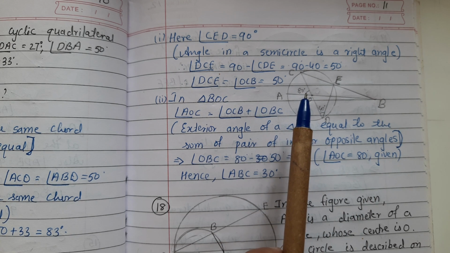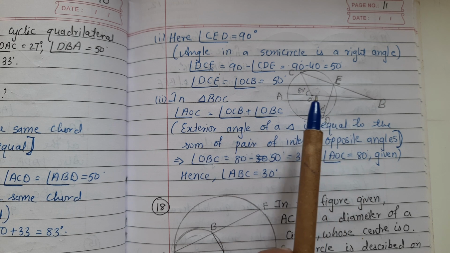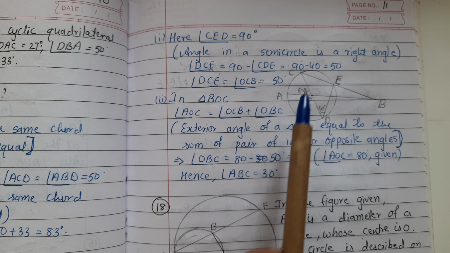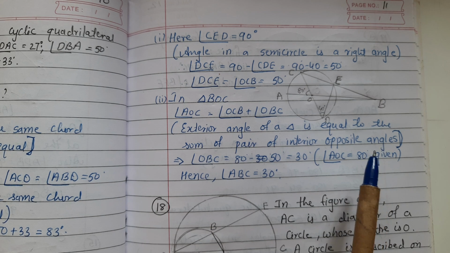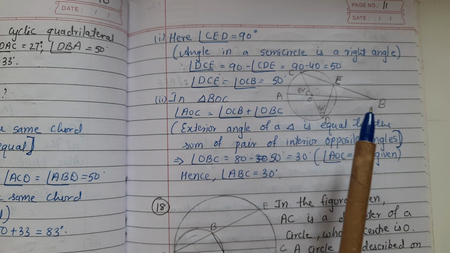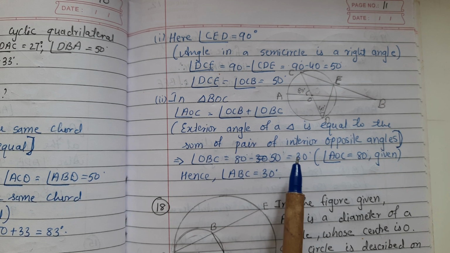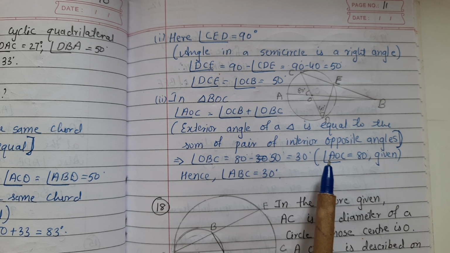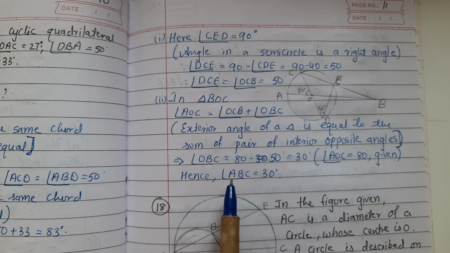Second part, in triangle BOC, exterior angle AOC is equal to angle OCB plus angle OBC. Exterior angle of a triangle is equal to the sum of the pair of interior opposite angles. Therefore, this implies angle OBC is equal to 80 minus 50, 30 degree. Angle AOC is 80 degree given. Hence, angle ABC is equal to 30 degree.